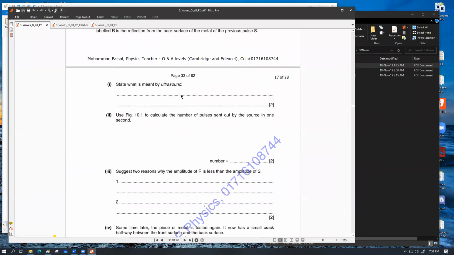State what is meant by ultrasound. We will define this by mentioning the human audible range. Number 2, use figure 10.1 to calculate the number of pulses sent out by the source in 1 second. Important information: use figure 10.1 to calculate the number of pulses sent out by the source in 1 second.